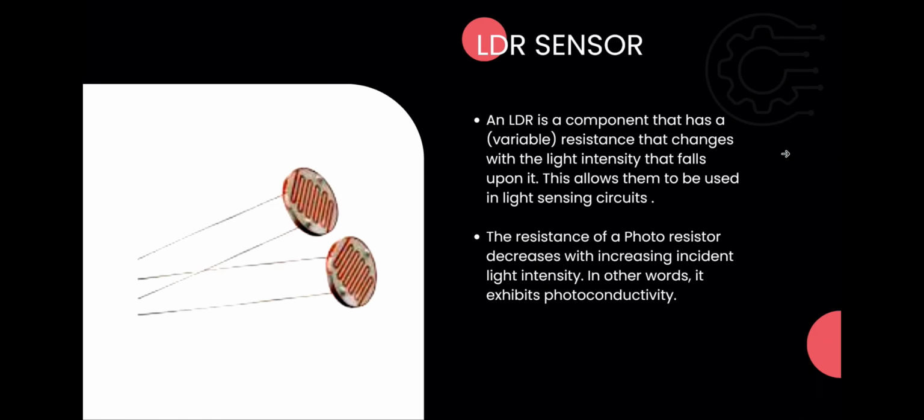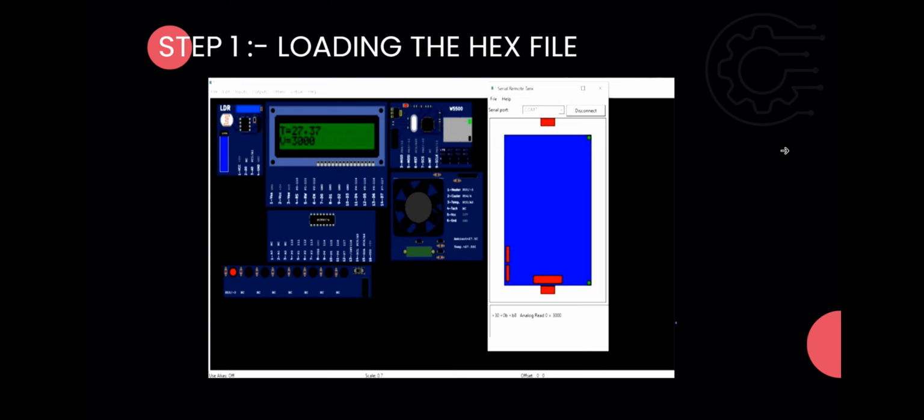Now LDR sensor. An LDR is a component that has a variable resistance that changes with the light intensity that falls upon it. This allows them to be used in light sensing circuits. The resistance of the resistor decreases with increasing incident light intensity. In other words, it exhibits photoconductivity.